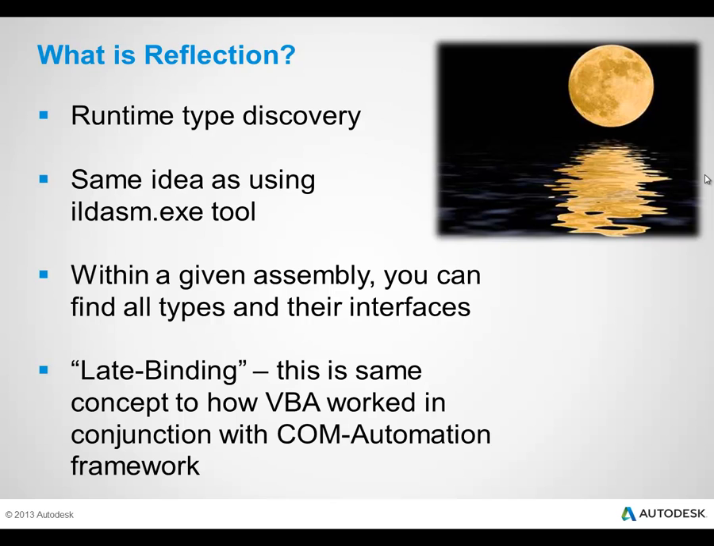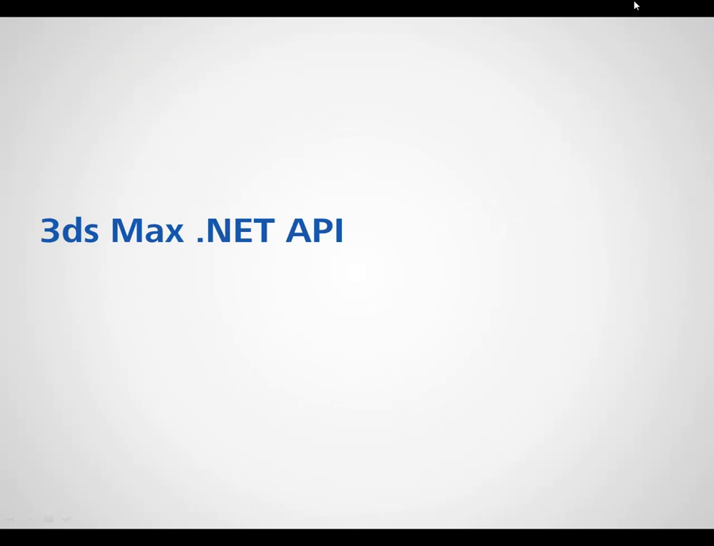So again, within a given assembly, you can find all the types and their interfaces. And this is similar to the idea of late binding, which was referred to often when we talked about VBA. So VBA is kind of going away. The COM automation ideas are going away. But it's the same fundamental principle: at runtime, you're looking at the assembly and getting its information.